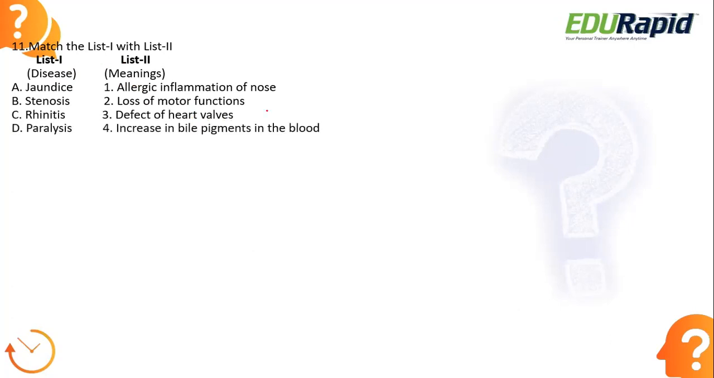Moving to the next question. Match list 1 with list 2. List 1 has diseases, and list 2 has meanings of these diseases. Jaundice, and under list 2 we have allergic inflammation of nose, stenosis, loss of motor functions, rhinitis, defect of heart walls, paralysis, increase in bile pigments in the blood. So option A 1423, option B 3214, option C 4312, and option D 2134.